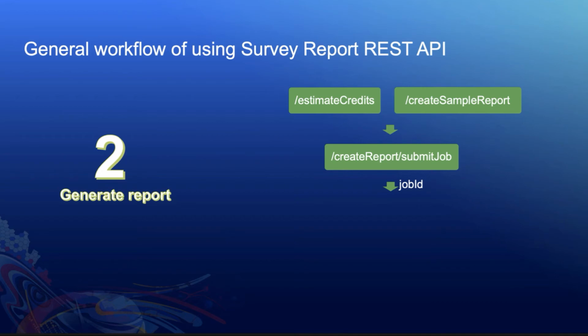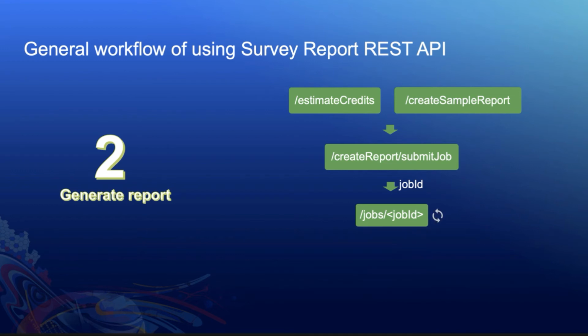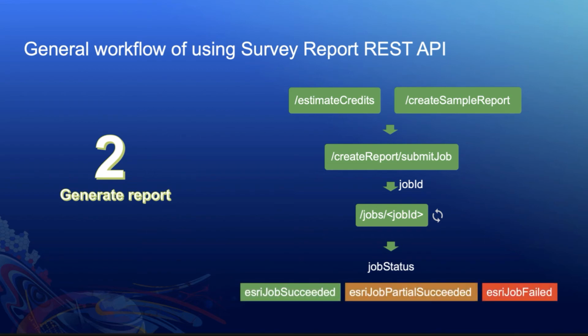Then make a request at jobs/job ID to check the status of the job. It usually takes a few seconds or minutes to finish a report job. You may need to repeat the previous step until the completed key is present in the returned job status JSON object. Once finished, the job will have a job status of Esri job succeeded, Esri job partial succeeded, or Esri job failed. If the job status is either Esri job succeeded or Esri job partial succeeded, you can then download the output files.